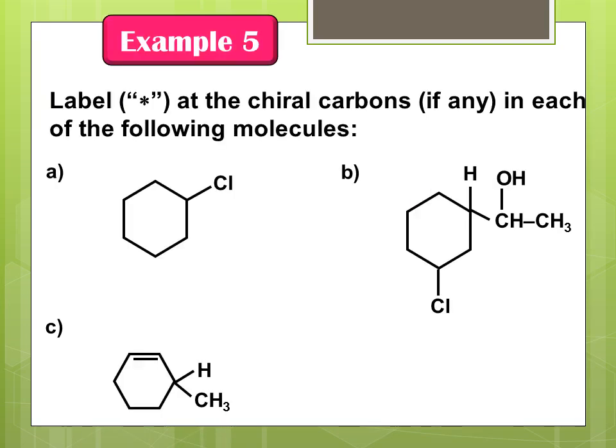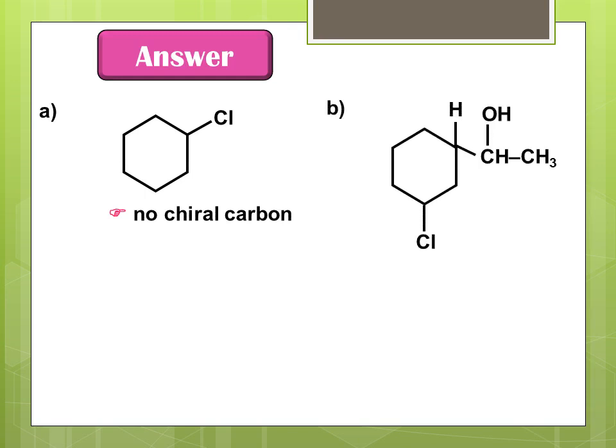Example 5. Label an asterisk at the chiral carbon in each of the following molecules. Answer: A. No chiral carbon. B. The molecule has three chiral carbon atoms. C. The molecule has one chiral carbon atom.